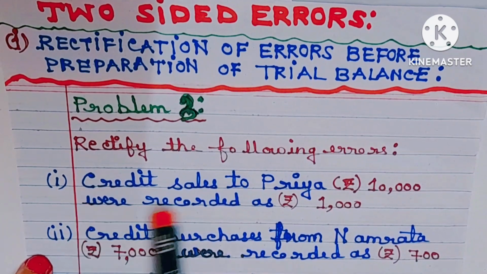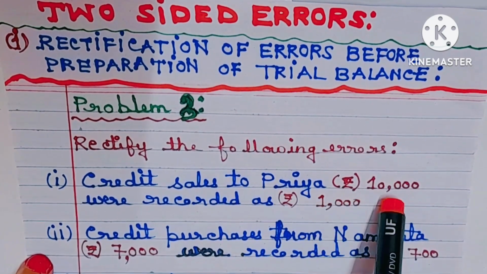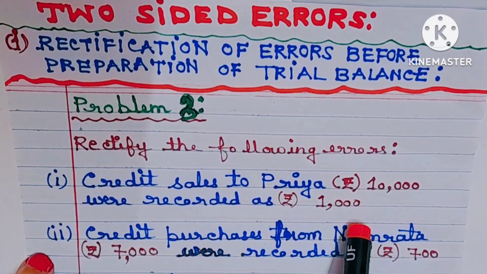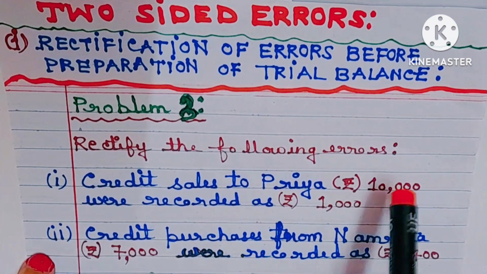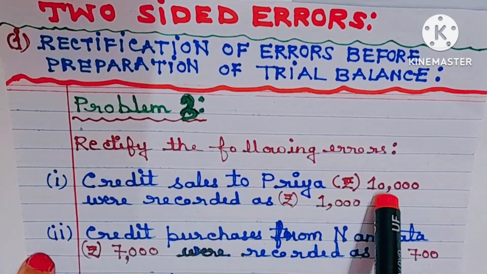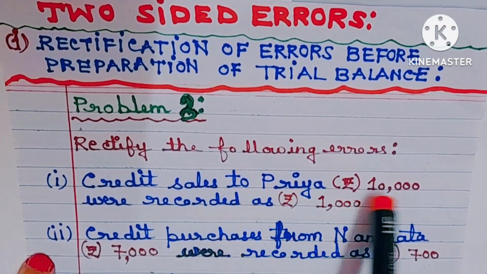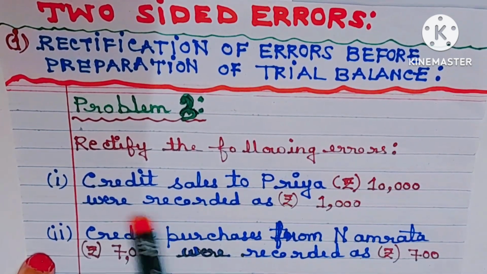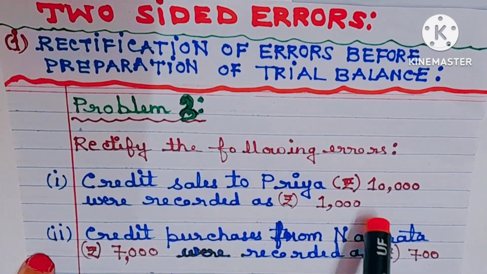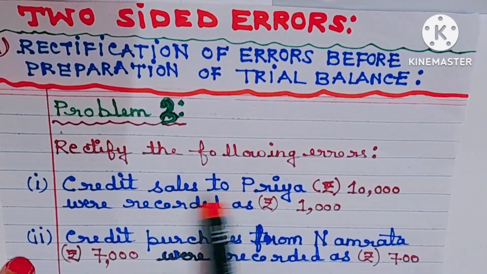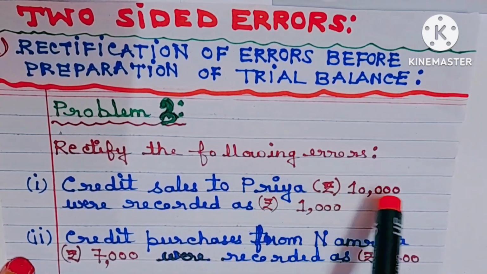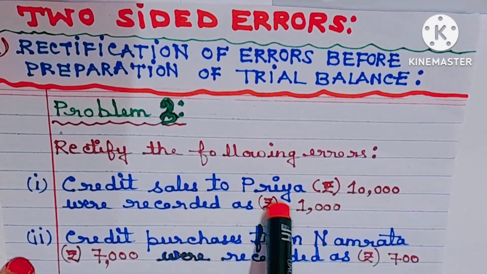The first transaction, credit sales to Priya, rupees 10,000 were recorded as rupees 1,000. So the amount has been recorded less. How to rectify it? This is the correct part: credit sales to Priya rupees 10,000. Till 10,000, this is the correct part. And were recorded as rupees 1,000 is the wrong part. So what is the correct journal entry? Credit sales to Priya rupees 10,000. So Priya account debit 10,000 to sales account 10,000.